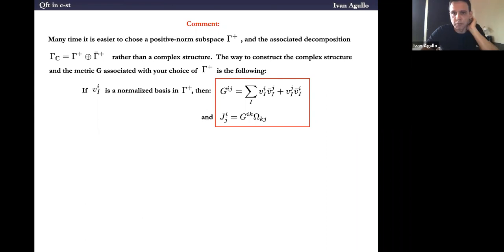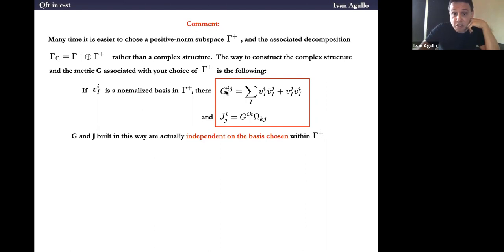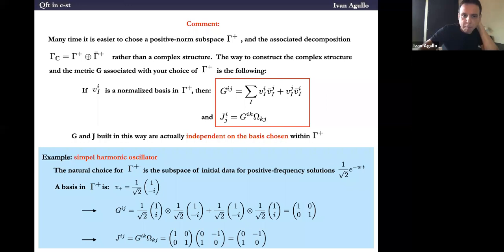So this is the relation from gamma plus to the geometric structures. And important, G and J do not depend on the concrete basis you choose. Even though it seems that they do, they are independent of the basis you choose within gamma plus. They only depend on gamma plus. For a simple harmonic oscillator, you have here an example. Normally, we like to choose gamma plus to be the space of initial data for positive frequency solutions. So in phase space language, the initial data for a positive frequency solution is just this basis vector, one dimensional because we have one oscillator. And then multiplying this basis vector and its conjugate, I obtain the metric and out of the metric, the complex structure. So this is an example. I go fast, but you have the slides to look at this in more detail as I promised.